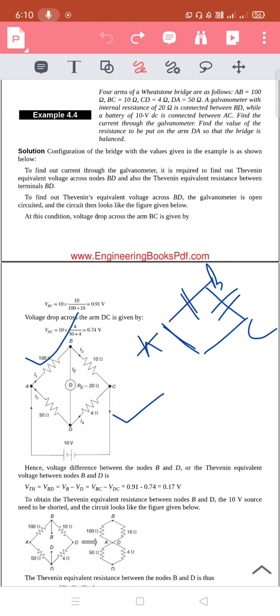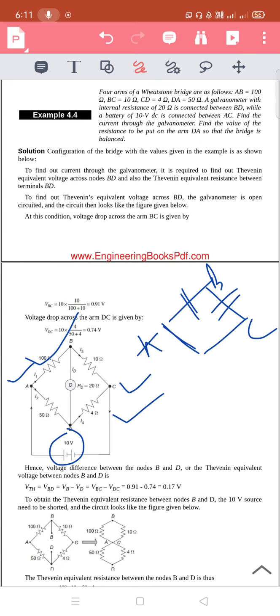A battery of 10 volt DC is connected between A and C. So the 10 volt battery is connected between A and C. Find the current through the galvanometer. Find the value of the resistance to be put on the arm DA so that the bridge is balanced.